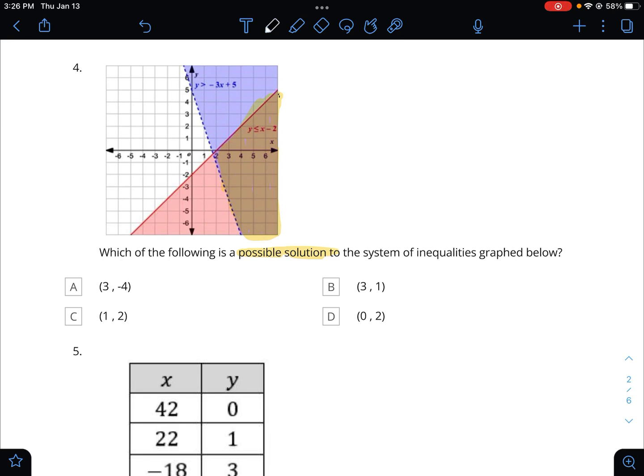Okay, so 3, -4. I go over 3, I go down 1, 2, 3, 4. Okay, that falls on a dotted line, and dotted lines do not have solutions. 3, 1 falls on a solid line, and it's in the shaded area, so that could be a possible solution. So let's put a question mark. 1, 2 falls on a dotted line. Again, dotted lines are no-goes. 0, 2 is right here, and that is not in our shaded area. So our correct answer is answer choice B.